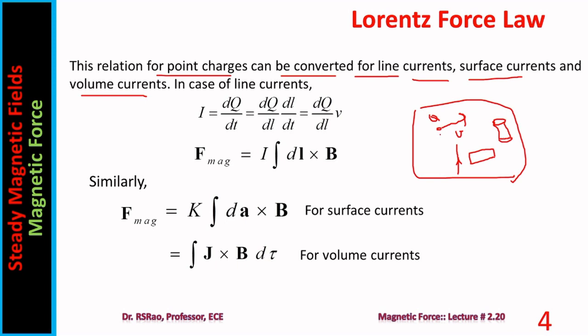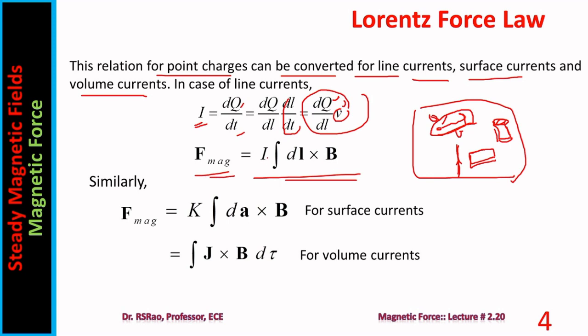I repeat, Lorentz Force Law as it is gives the force experienced by a moving point charge. This expression, however, can be extended to the force experienced by a filamentary current, surface current, and also volume current. How is it extended? Consider current. By definition, current is dq by dt. dq by dt can be written as dq by dl, dl by dt. But dl by dt is velocity. One can use this relation to replace velocity and the charge. Once we replace, we get magnetic force is I dl cross B, where dl is differential length.